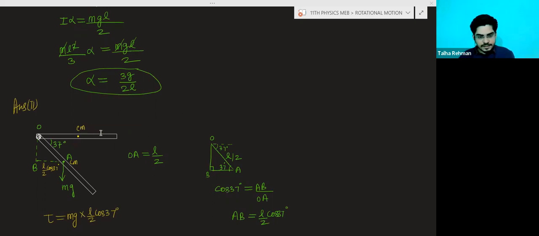So after releasing, when the rod makes an angle of 37 degrees, suppose the rod is here, then we are calculating the torque about this axis.